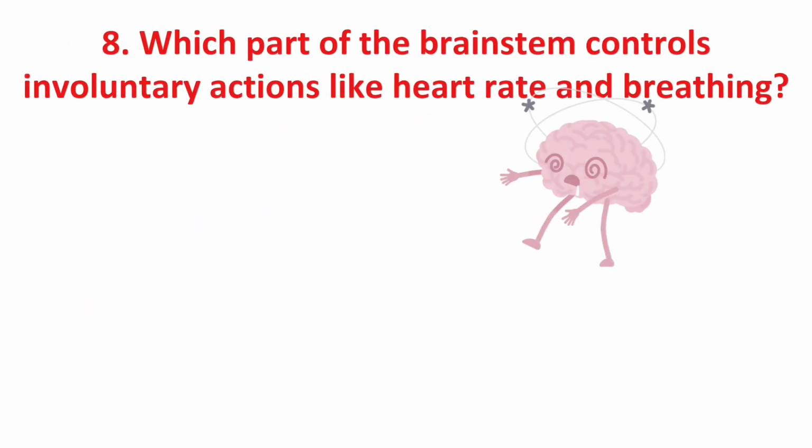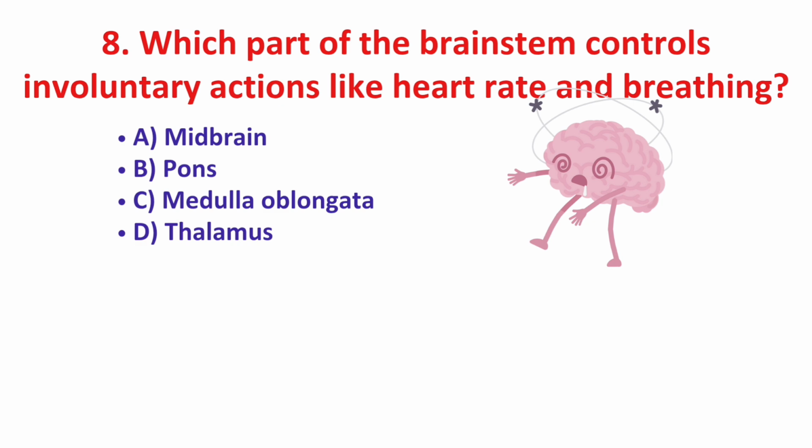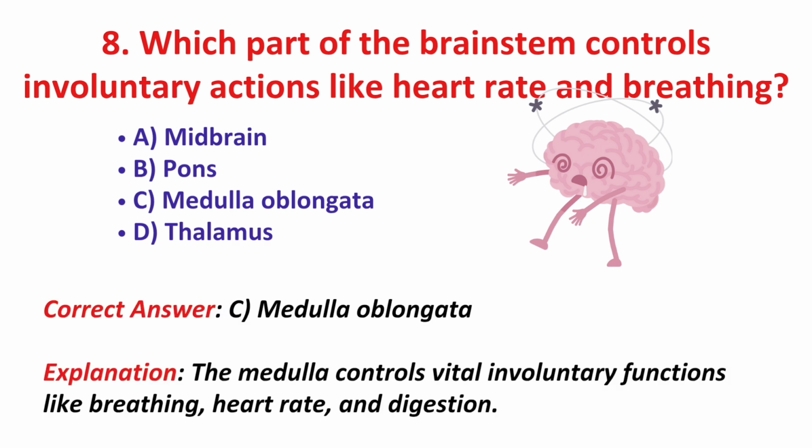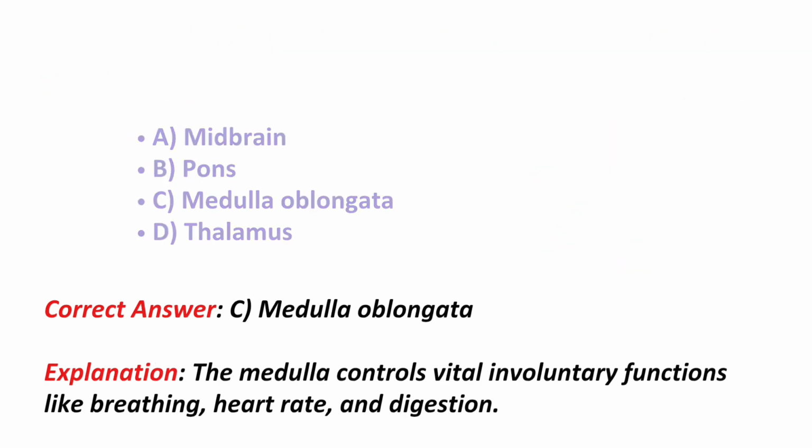Next question. Which part of brainstem controls involuntary action like heart rate and breathing? Options are midbrain, pons, medulla oblongata and thalamus. And the correct answer is option C, medulla oblongata. Medulla oblongata controls the vital involuntary functions like breathing, heart rate and digestion. So the correct answer is option C, medulla oblongata. It controls the involuntary actions like heart rate and breathing.